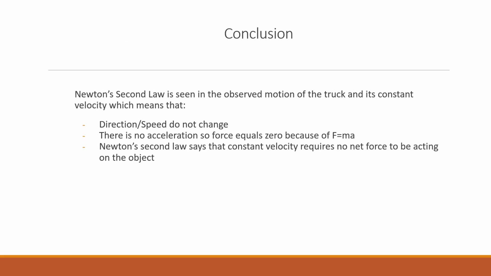In conclusion, Newton's second law is seen in the observed motion of the truck and its constant velocity, which means that direction and speed did not change. There's no acceleration, so force equals 0 because of F equals ma. And Newton's second law says that constant velocity requires no net force to be acting on the object.